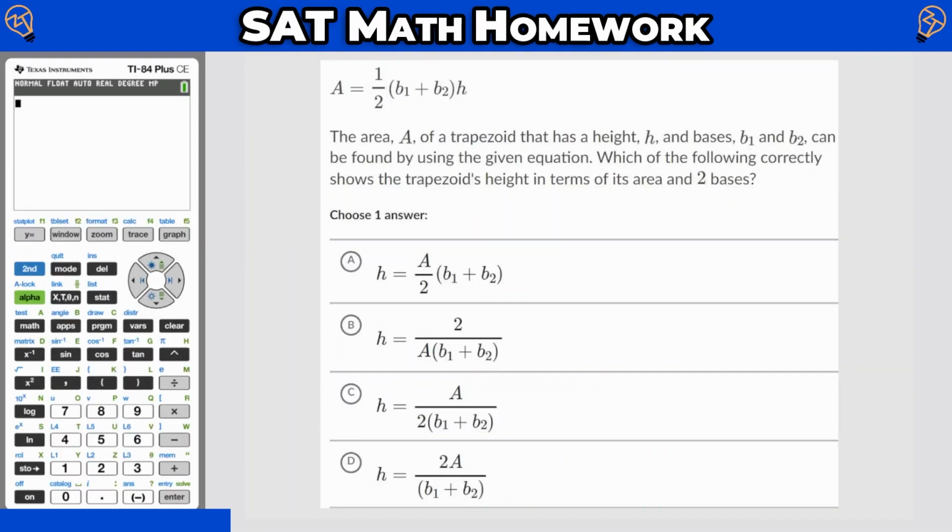And the reason for that is because we can just quickly observe that all the answer options have h equals. Well, that just means that my goal is to get h all by itself. So how am I going to isolate that particular variable?